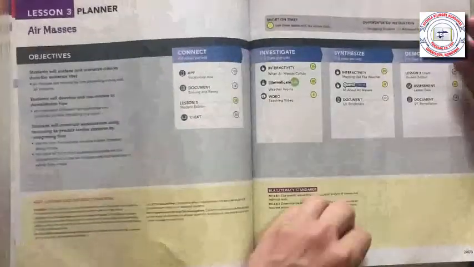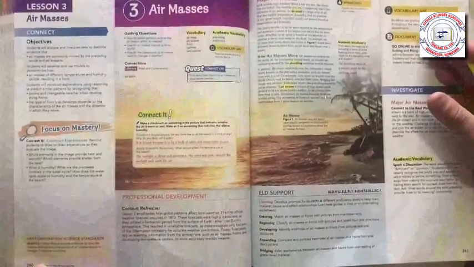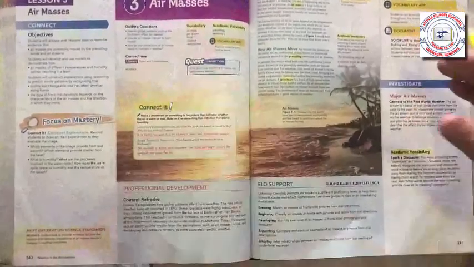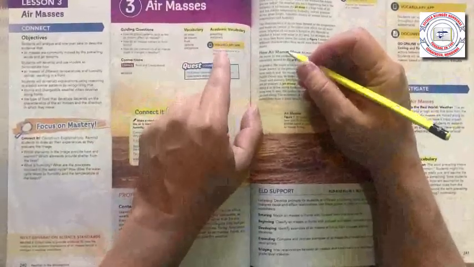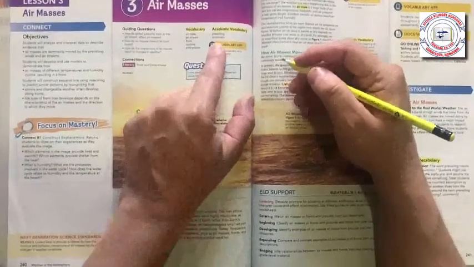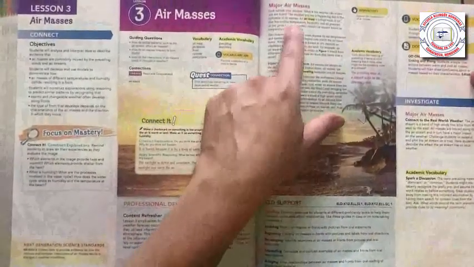Next lesson is lesson number 3, the air masses. We are on page 240. Over here you have other words. For example, you have air mass, jet stream, front, cyclone, and anticyclone. In the academic vocabulary, you have prevailing and stationary. Okay, it's the same, guys. You have to study the definition for each one.